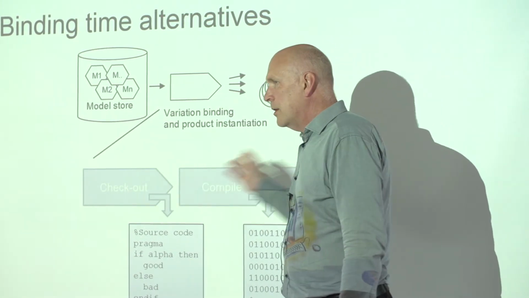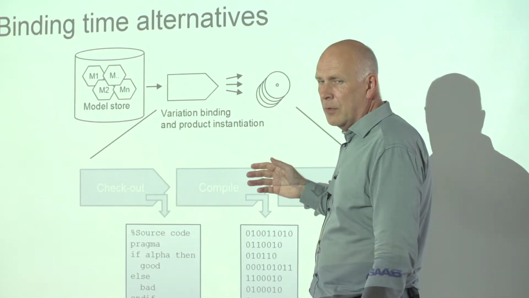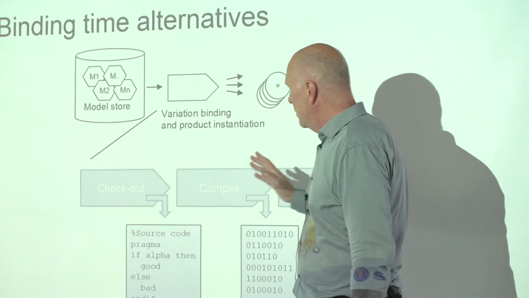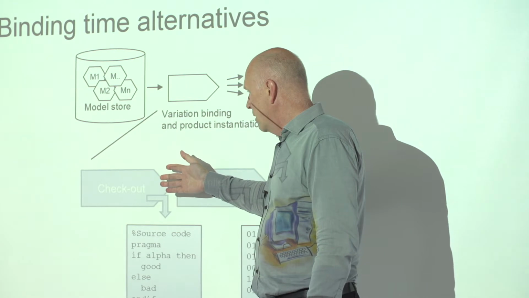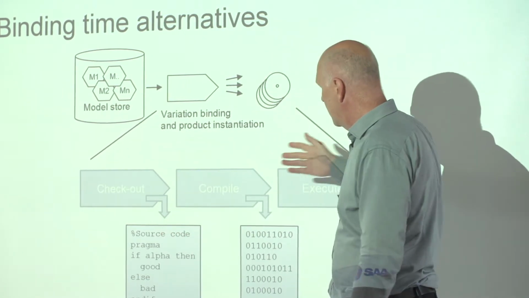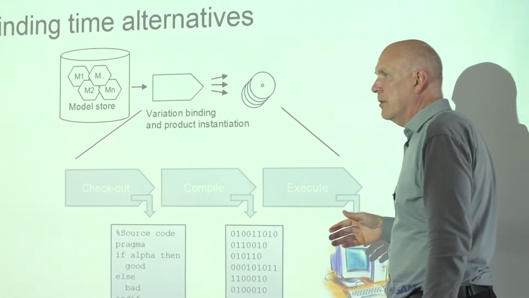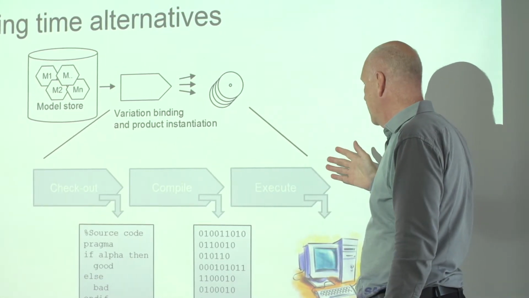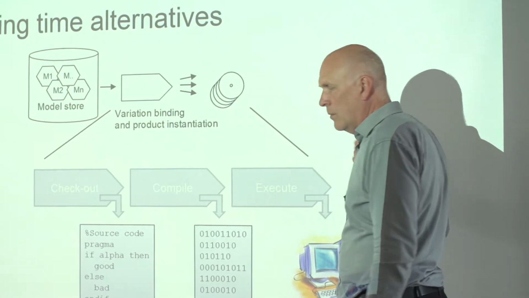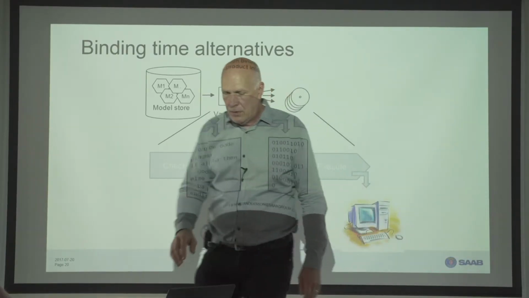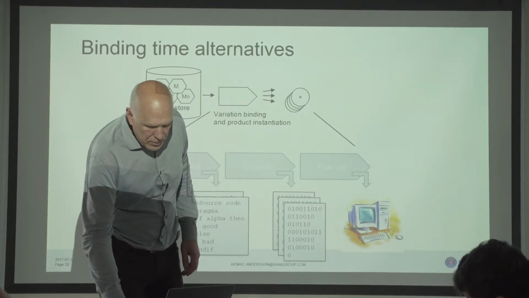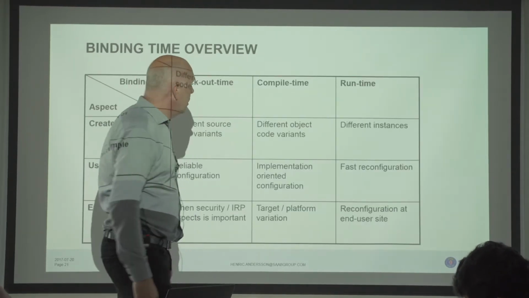So, we do that many times. Each time we build a simulator, we go through this process. For some models we do the variation in checkout time, for some models we do the variation in compile time, and for some other stuff we do it in runtime. And there are different pros and cons with doing that.